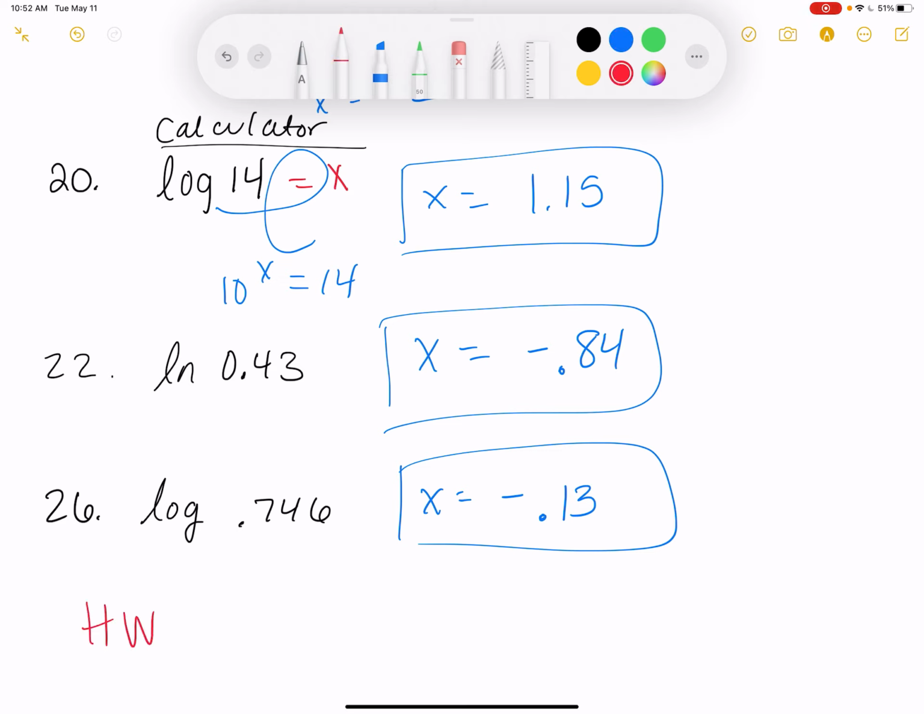All right, we have a little bit more that we'll do tomorrow to wrap this section up. Homework. But for the moment, I need to find a blank page in here just to do the homework.